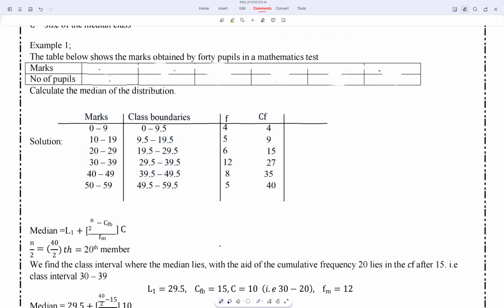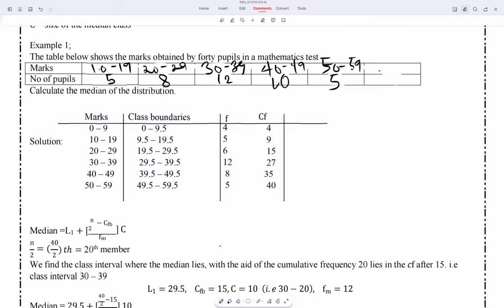Okay, so here we have 10 to 19. You can try this, 10 to 19. Then we have 20 to 29. So try this as class exercise. Then we have 30 to 39. Then we have 40 to 49. And then we have 50 to 59. Okay, so here we have 5. Here we have 8. Here we have 12. Here we have 10. And then here we have 5. So you can try this.